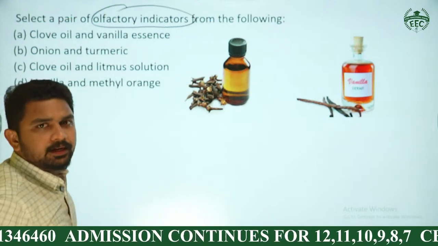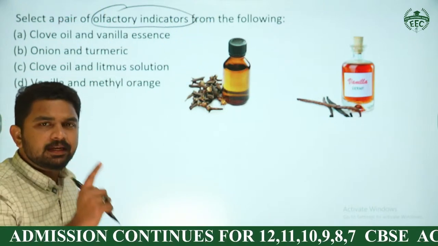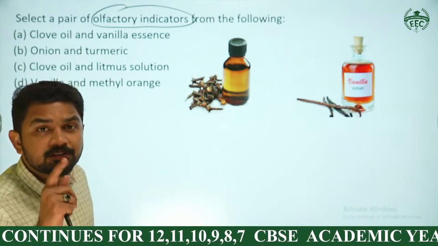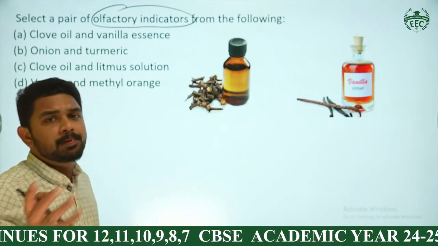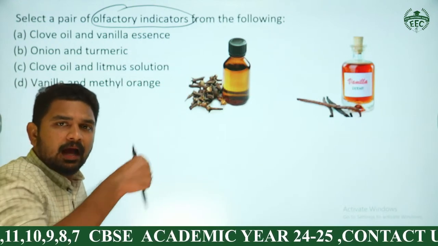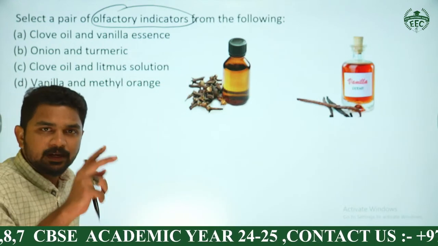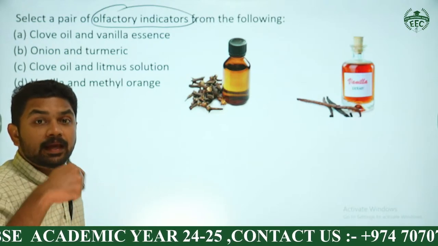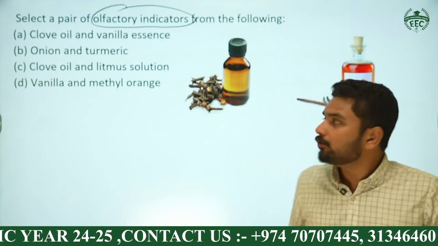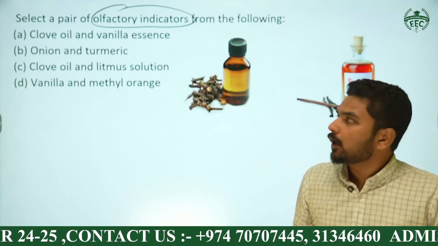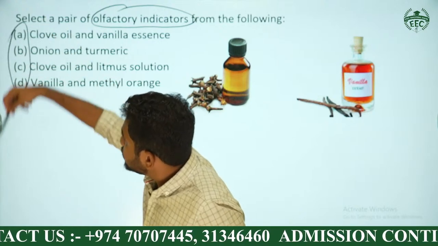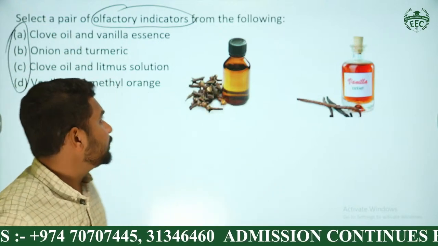Olfactory indicators are substances which vary their smell in the presence of acid or base. If you are dissolving the olfactory indicators in acids or bases, with respect to the acid or base, they can vary their smell. Onion is an example for that, right? And from the following four options, which will be the right answer?